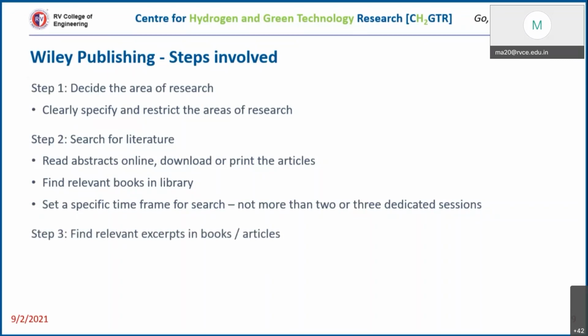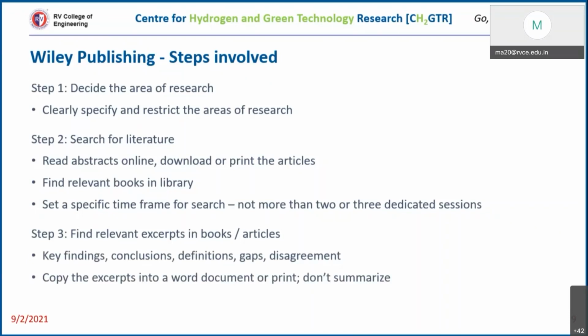Okay, now third is find relevant excerpts in books and articles. So whatever articles you have downloaded or printed, or the books you have identified, a paragraph or a page of information which you find relevant, you should extract and keep. That is what they mean by excerpts, right? It could be key findings or conclusions, or definitions or gaps, or if there is any disagreement between the authors. All those things are addressed as excerpts here. So you just take that and keep it aside.